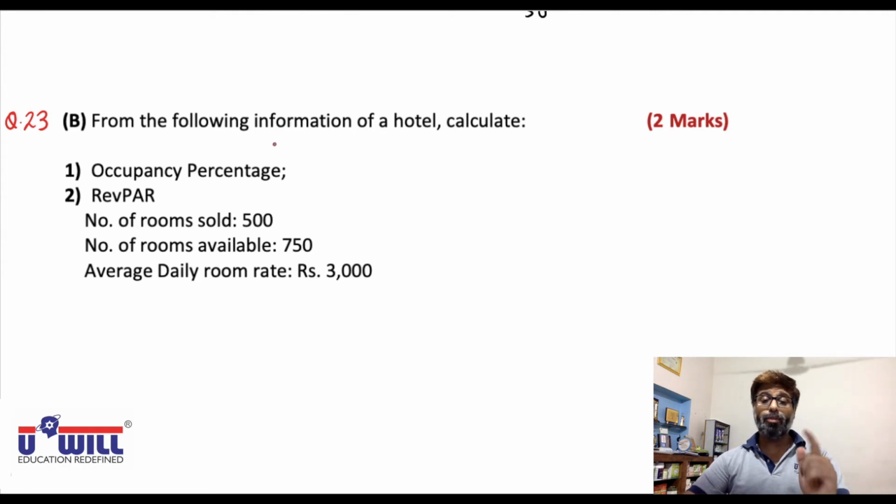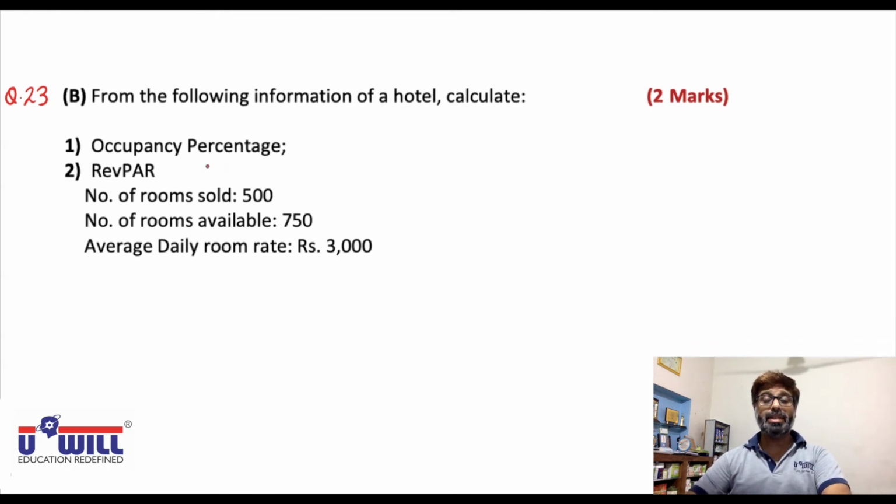So I'm reading it, then you pause the video and try on your own. From the following information of a hotel, calculate occupancy percentage. Remember the formula and try it on your own. And revenue per available room. Number of rooms sold are given, number of rooms available are given, average daily room rate is also given. All of you apply the formula on your own. Pause the video and apply the formula on your own.